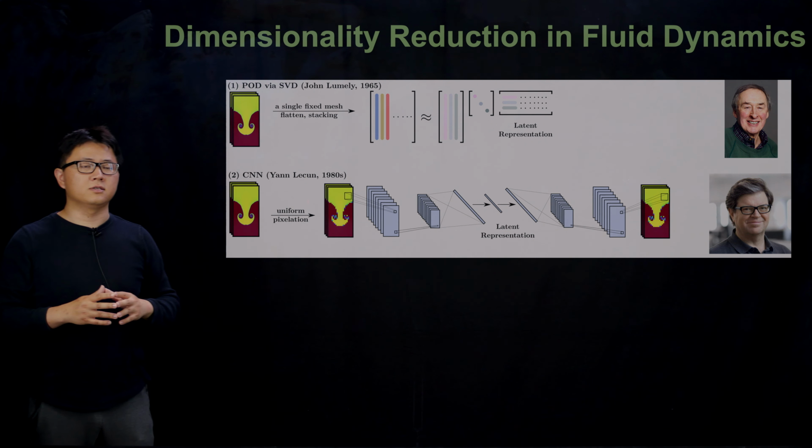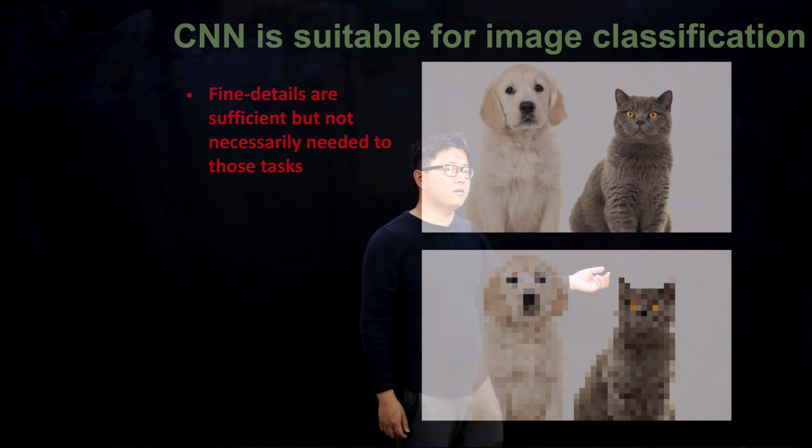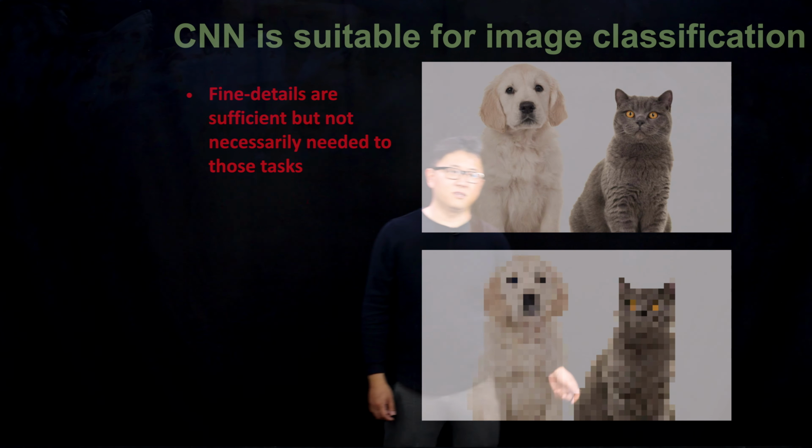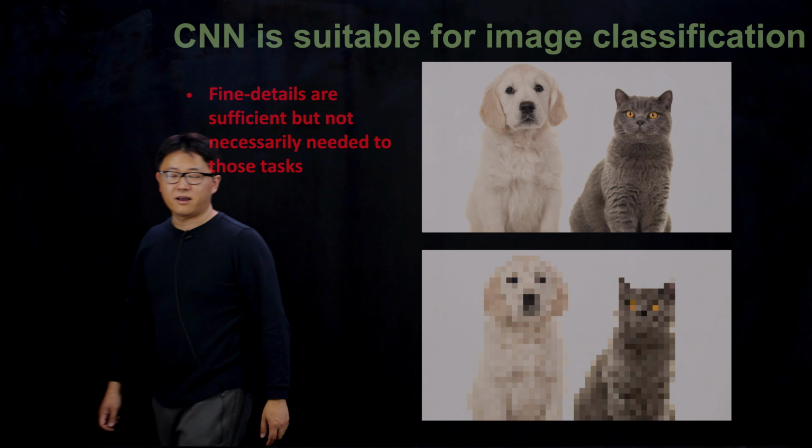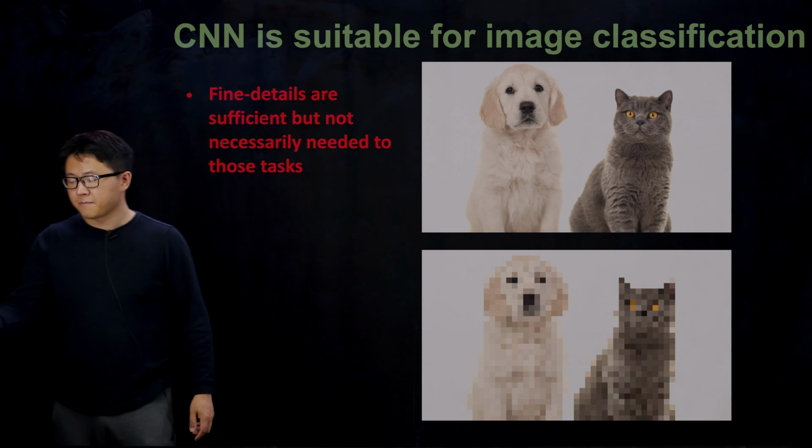You can still tell it's actually a cat, maybe because of the ear here, or maybe because of eye colors. You know that a dog won't have these eye colors. Okay, so for those tasks like image classification, critical information is stored at a very coarse level. Therefore, CNN is a suitable choice. However, CNN is not optimal for fluid mechanics.